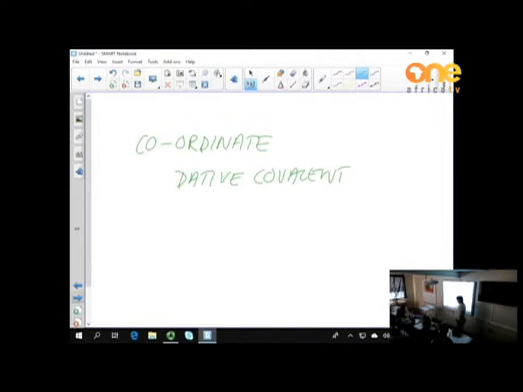Now, in a coordinate bond, we find that the shared electrons come from one atom. For example, you know the structure of ammonia. It's nitrogen and 3 hydrogens.